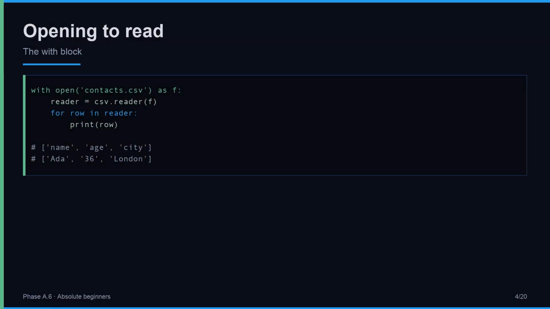Put the pieces together. Inside the with block you create the reader, then loop over it with a for loop. Each iteration, the reader hands you one row as a list of strings. The first row is the header, name, age, city. The next row is Ada, 36, London. Notice that ages come back as strings, not integers. CSV is plain text, so every field is a string until you convert it. We will do that conversion in a moment.